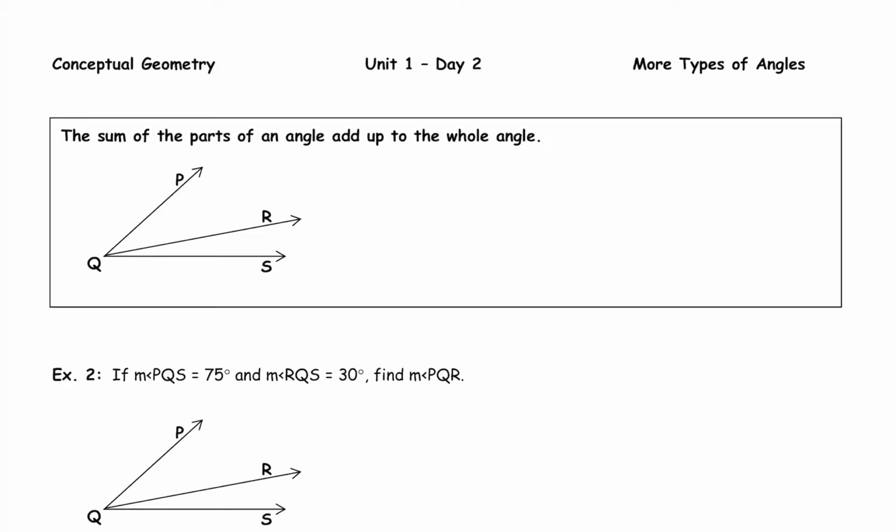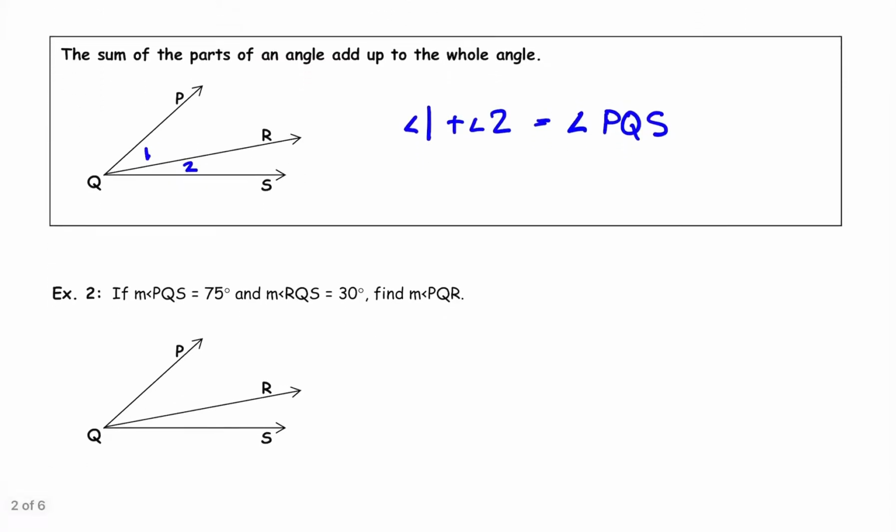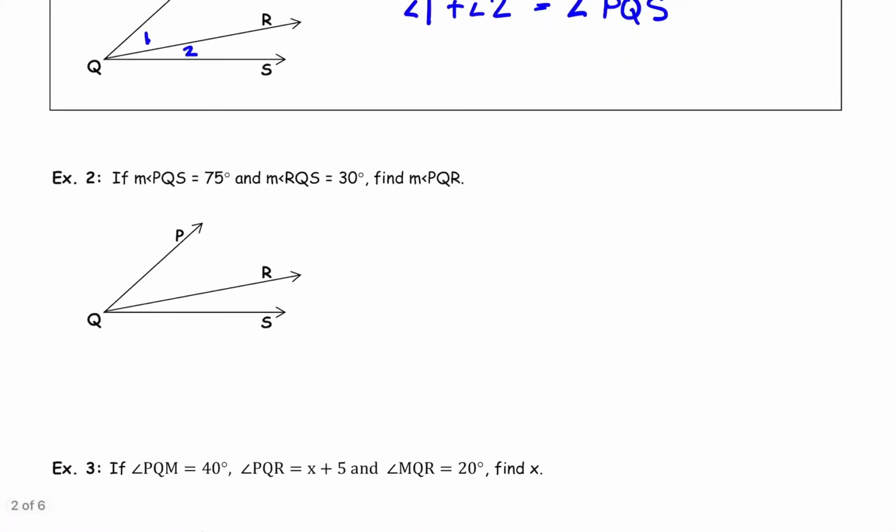First thing we're going to talk about today is the sum of the parts of an angle add up to the whole angle. So if I name this angle 1 and I name that angle 2, what this theorem says is that angle 1 plus angle 2 equals angle PQS. So visually, if we take this angle here plus this angle here and put them together, we just get the whole angle. It's called the sum of the parts of an angle add up to the whole. So now we can use that. Again, it's sort of common sense, but we can use that to solve some problems.